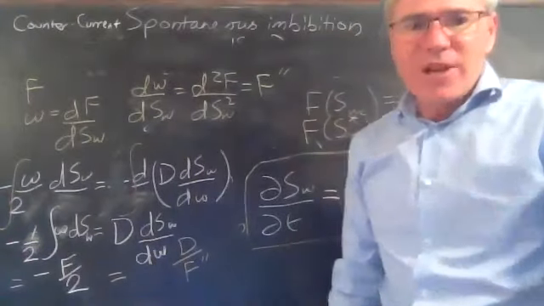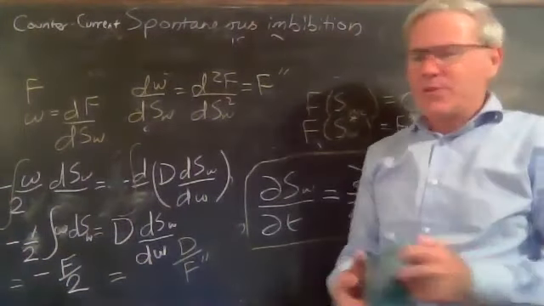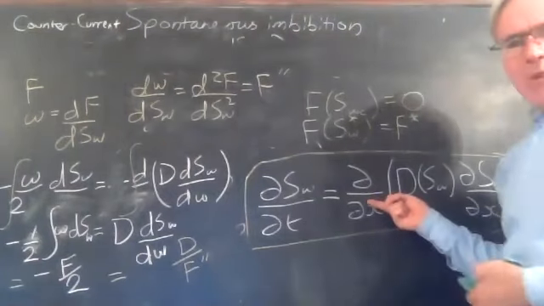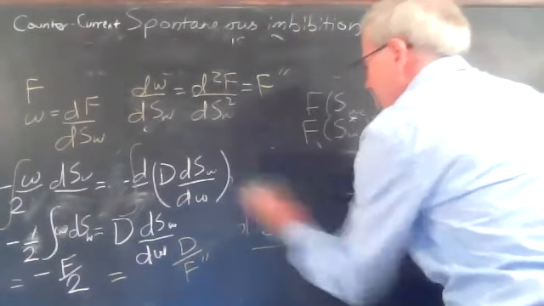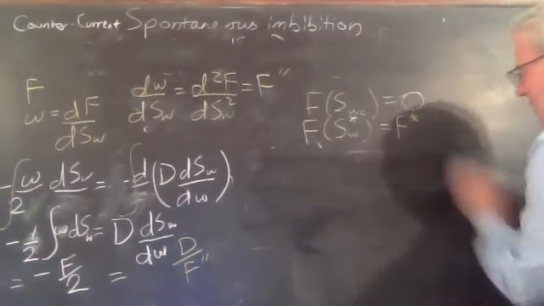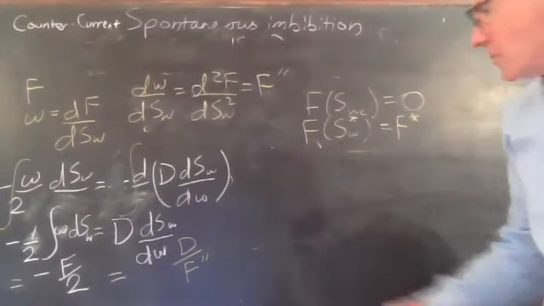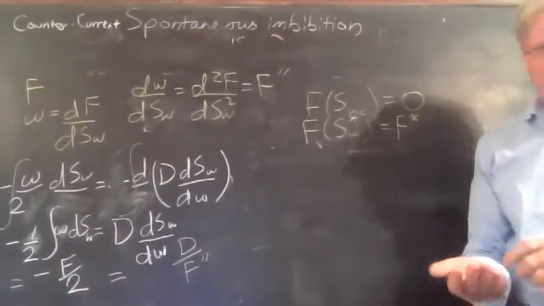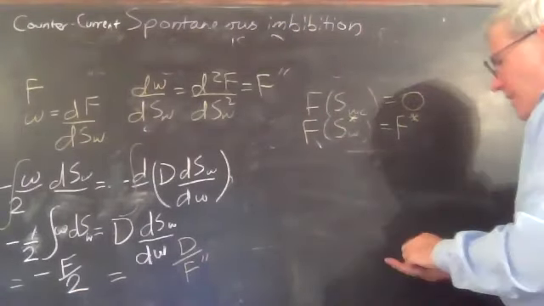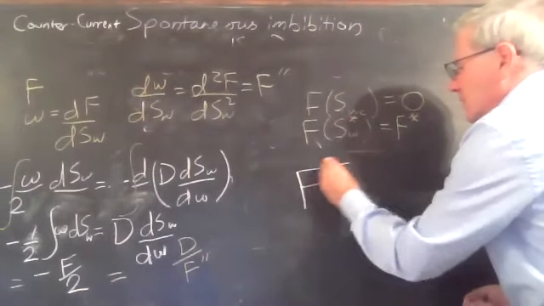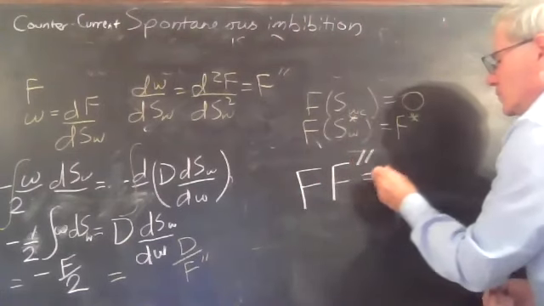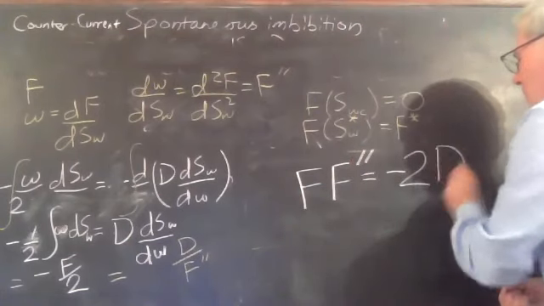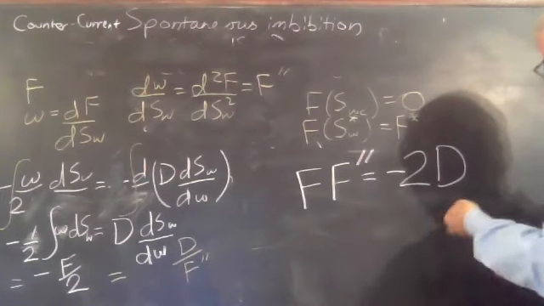So now we can rearrange this. It all looks a bit, what's going on? We started with this equation, and we end up with f double primed is minus 2d over f. So let's write that out, and that is the main result.